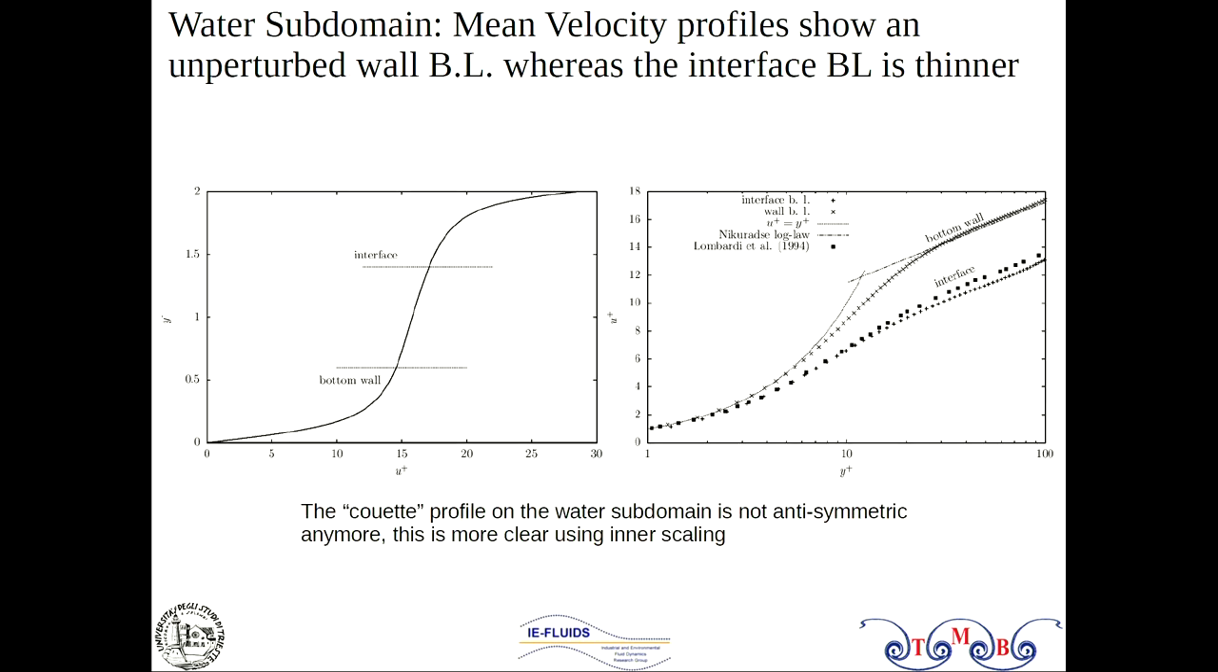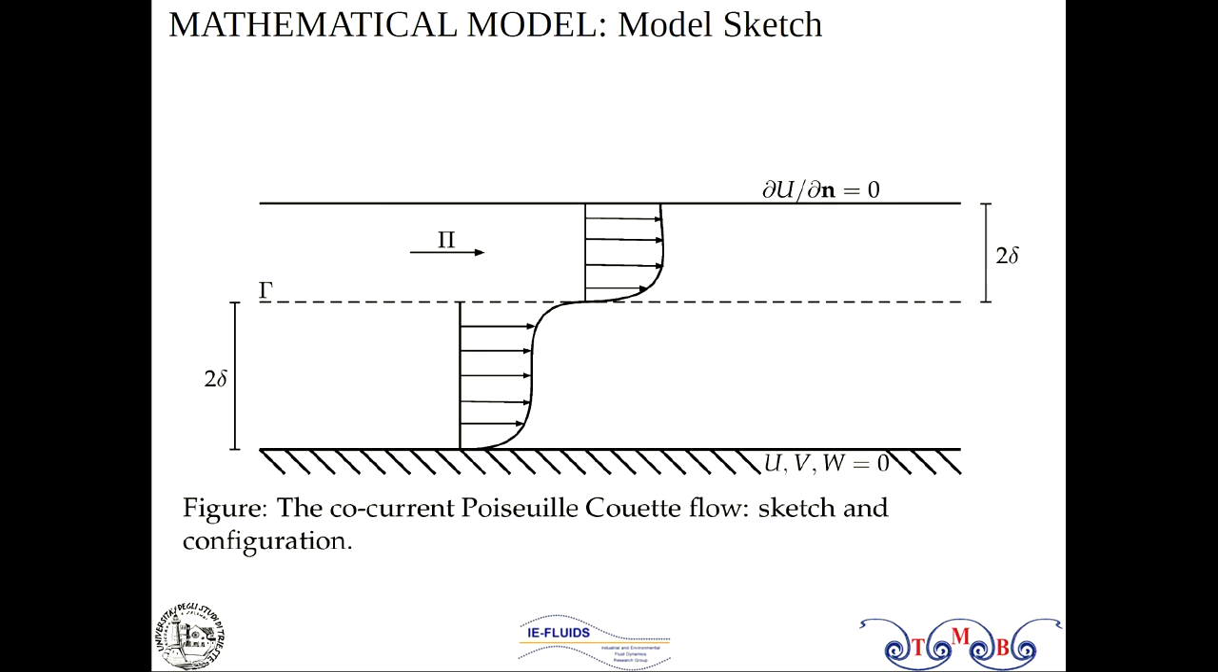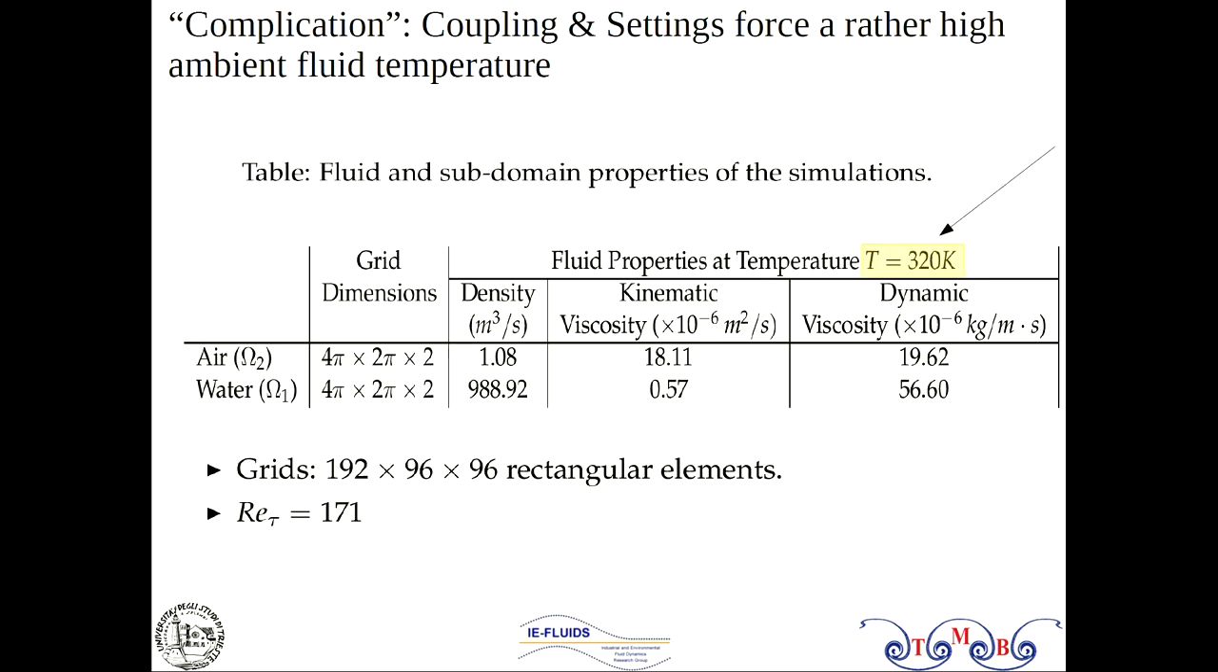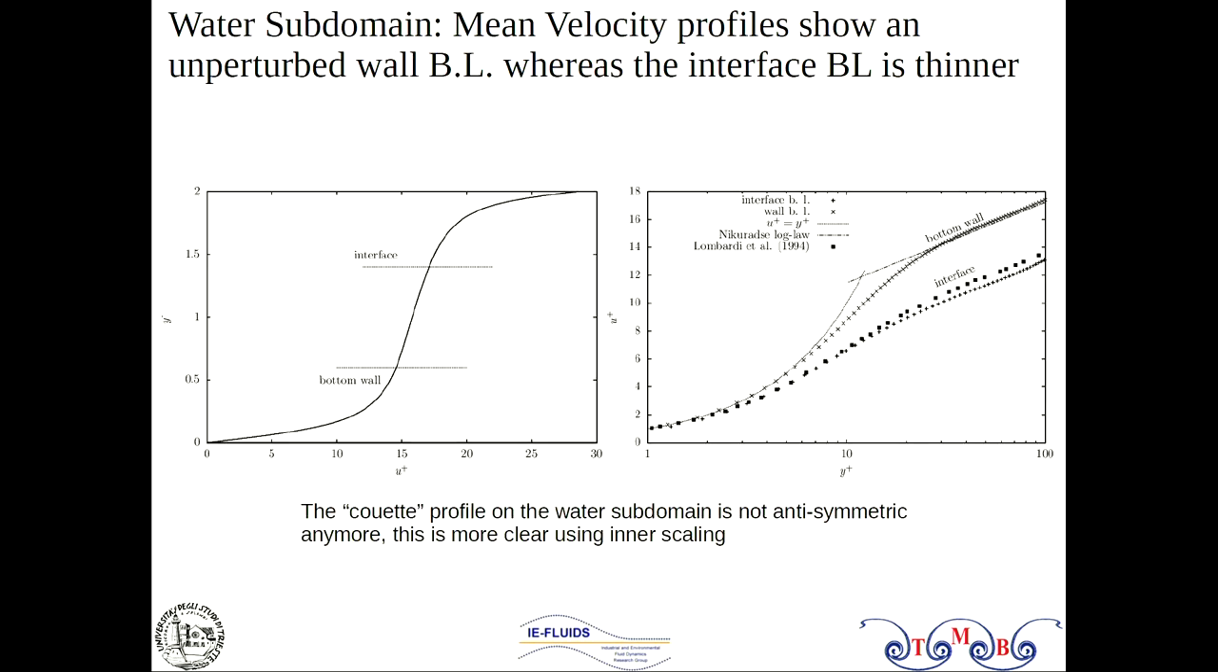Studying the water subdomain, we find the Couette profile. This Couette profile, nonetheless, is not symmetric, as one would assume when you have traction on the top. This profile, when plotted in inner scales, shows a big difference, a non-symmetry, on the interface side of the flow, meaning in this part. In this first part, the profile is no longer a wall-like boundary layer, but is a thinner boundary layer, meaning that, as we will later show, it means increased mixing.